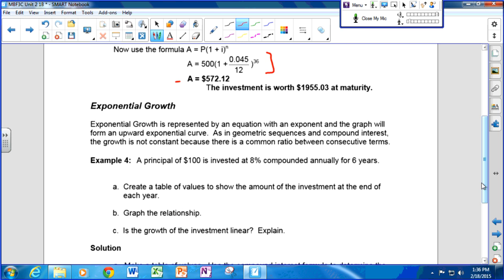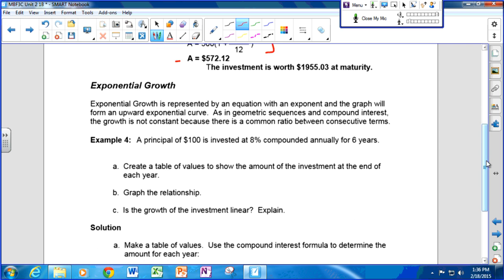So that's the compound interest, and you're going to be using that formula all throughout the rest of the course, because we're going to look at different types of investments and different things like buying vehicles and things like that. So we're going to be using that quite a bit.